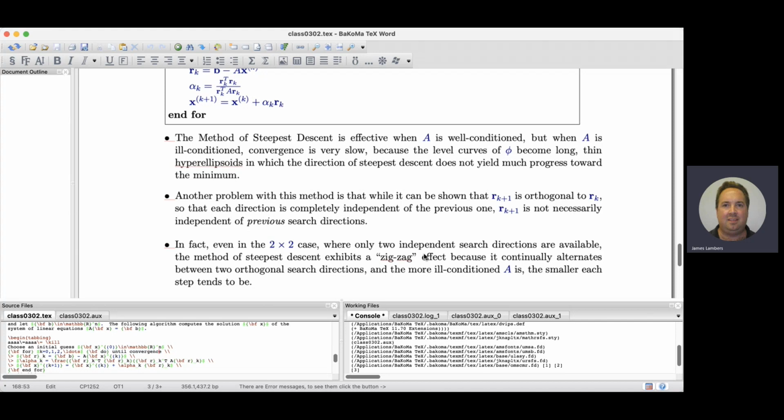At some point, I have some MATLAB code that can demonstrate this for the well-conditioned and ill-conditioned cases. What I could do is upload that to Canvas.